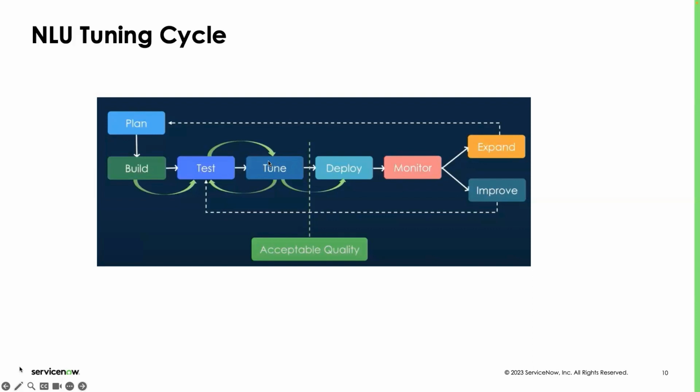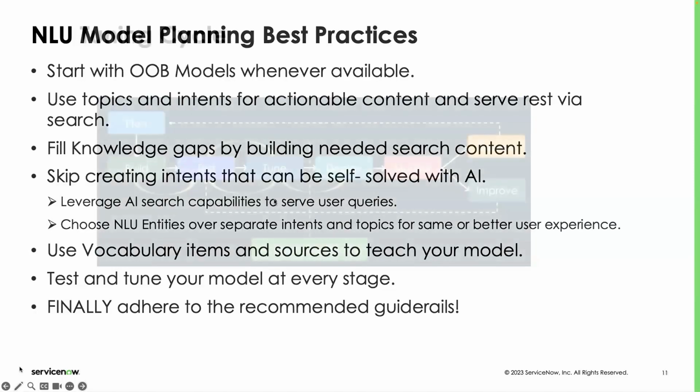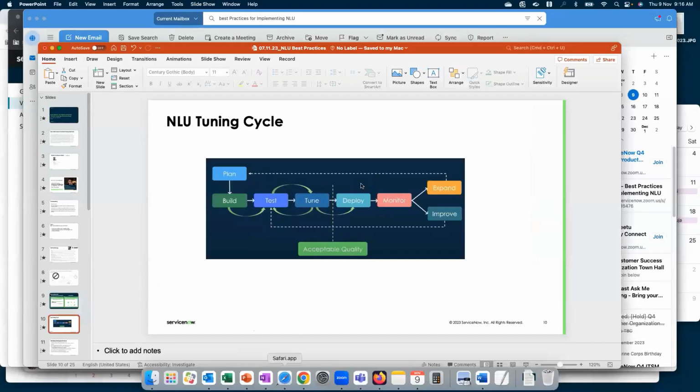So if you want to follow the tuning cycle, you go back and make the changes in a model and test again, and then tune again until it reaches an acceptable quality, and then deploy again on production. Keep an eye on your model performance, and then again follow the improve loop if you see some drift in the model performance. So again, the test cycle. This is the typical cycle that we recommend to follow to keep your model up to the mark.